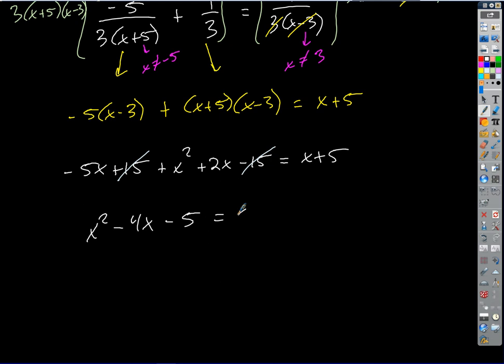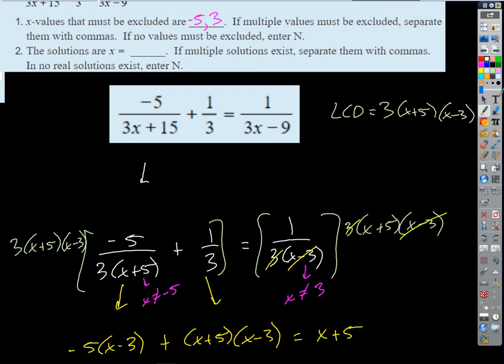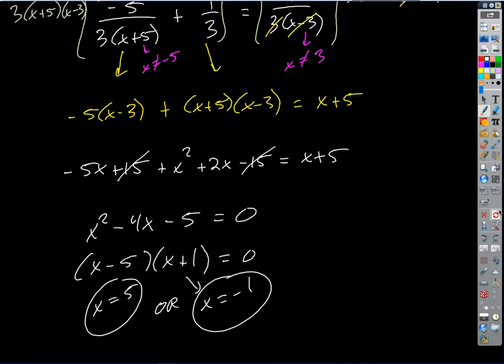Okay? And now we've got a quadratic equation in standard form, so we can solve this in the easiest way, which in this case would just be factoring, wouldn't it? So we can factor this into what? So we get the solutions x equals 5 or x equals -1. Now, are those in my list? No, they're not. -5 is, but 5 isn't, so we're good. Those would be my solutions.